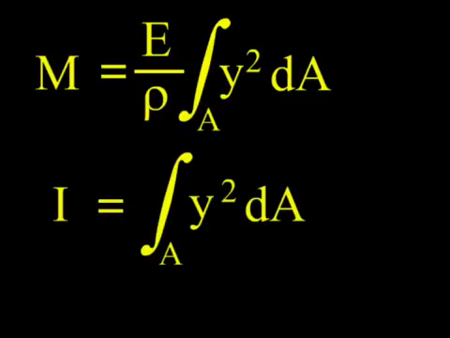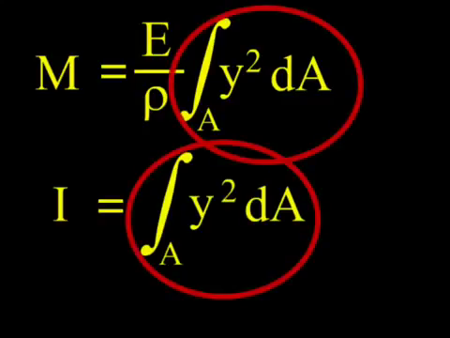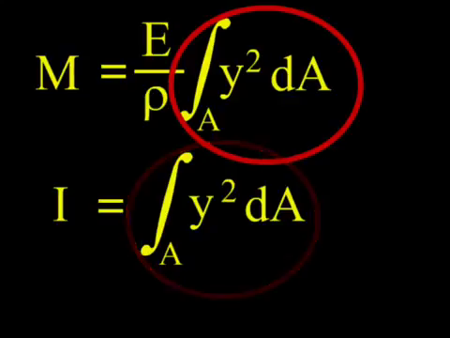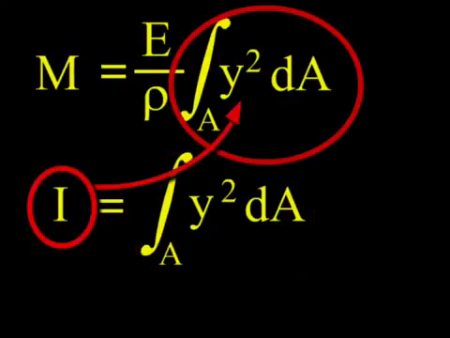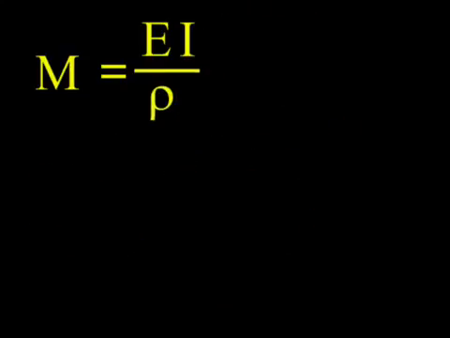Now the quantity described by the integral is the moment of inertia. So we can substitute I into the equation to get M equals E times I over rho. This equation allows us to calculate the moment in a beam if we know the modulus of elasticity of its material, the moment of inertia of its cross-section, and its radius of curvature.